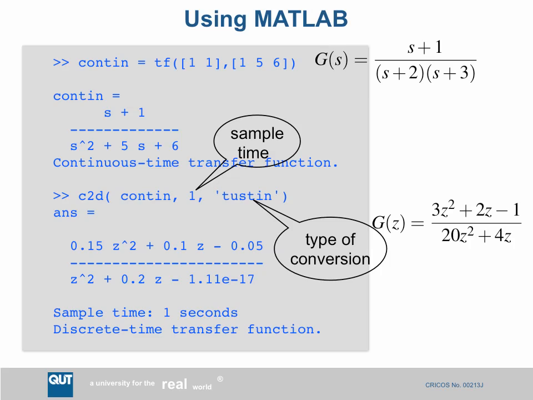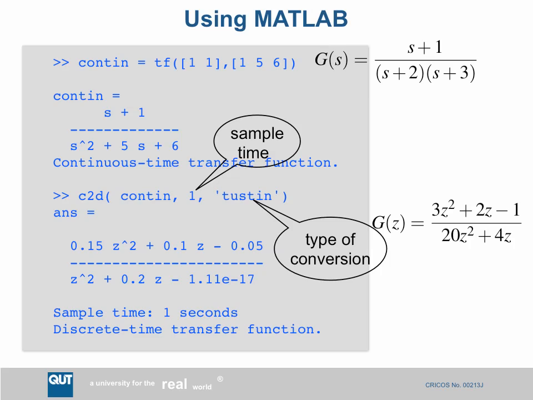What I've done is entered the continuous time transfer function, again in polynomial form. So we enter the numerator, which is the coefficients of the numerator polynomial, 1 and 1. The coefficients of the denominator polynomial I get by expanding out the brackets. So s plus 2 times s plus 3 is clearly s squared plus 5s plus 6. So I put those coefficients in as a vector to the function tf.